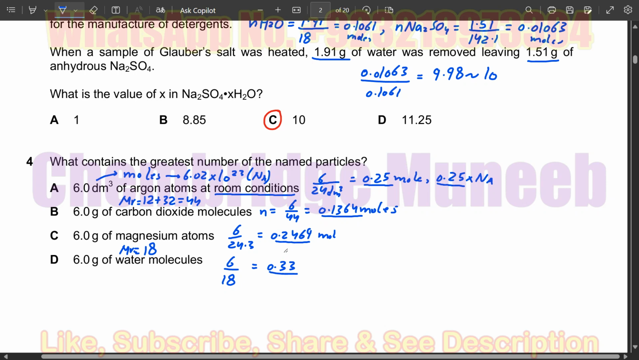Now I have calculated all the moles here, and we are supposed to find the one with the greatest number of particles, which means the one which has the greatest number of moles will be the right answer. Options A and C are almost the same, 0.25 each, but D has the highest number of moles, which will be multiplied with Avogadro's constant. So that's why D is the right answer.